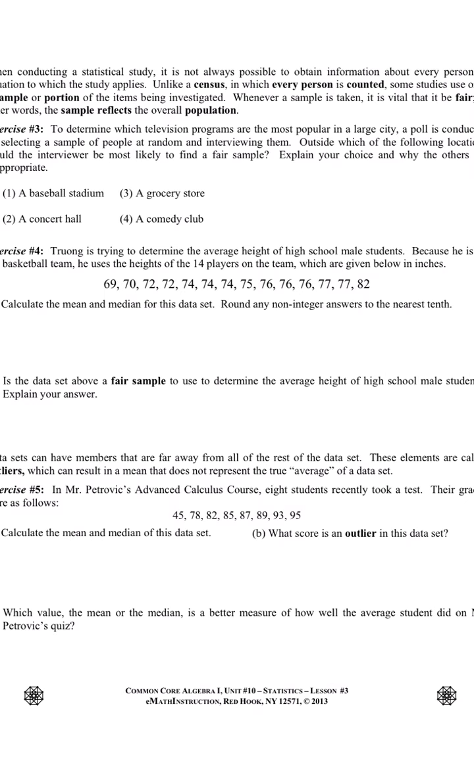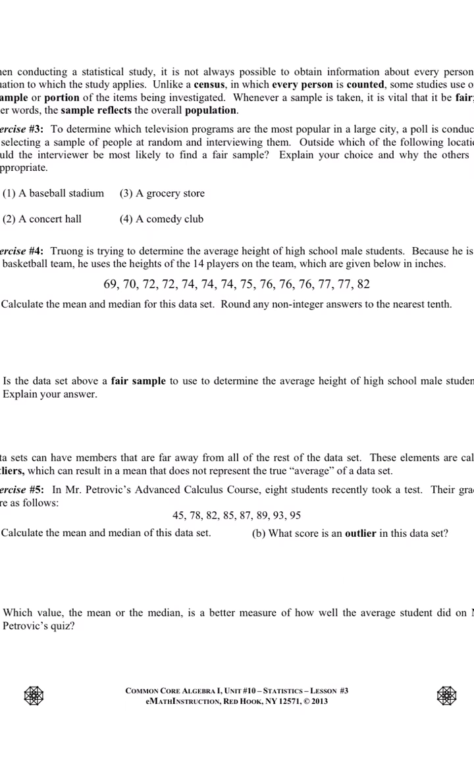So exercise number 3 says, to determine which television programs are the most popular in a large city, a poll is conducted by selecting a sample of people at random and interviewing them. Outside which of the following locations would the interviewer be most likely to find a fair sample? Explain your choice and why the others are inappropriate.